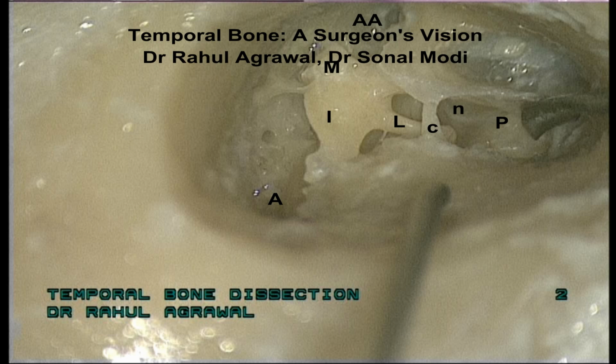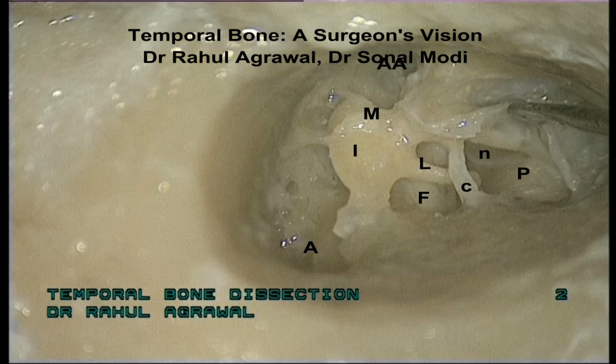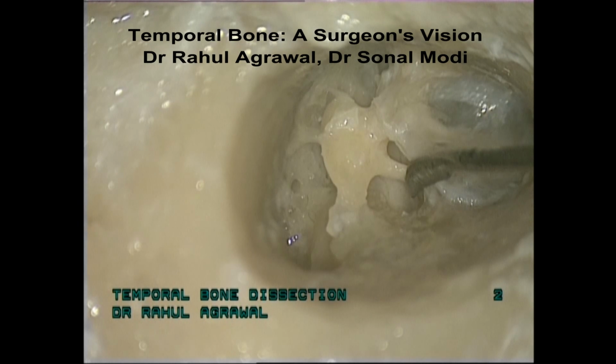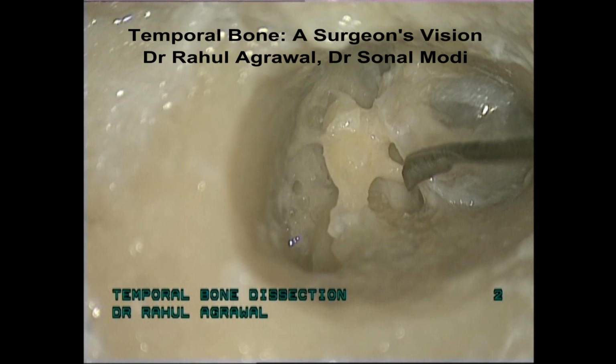P denotes the promontory. C denotes your chorda tympani nerve. L denotes the long process of incus. I denotes the body of incus. A denotes the antrum. Appreciate the horizontal segment of facial nerve, which is more whitish in color, denoted by F, and which is medial to the long process of incus. So when you are starting your inside-out mastoidectomy, always remain lateral to the ossicles, specifically the incus. That way you will always preserve your facial nerve, because your facial nerve is always medial to the ossicles.